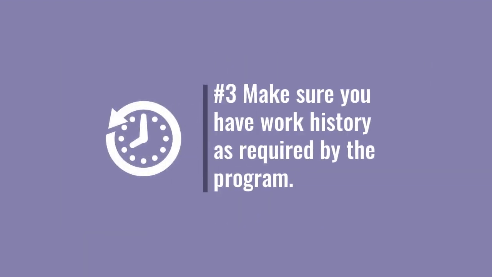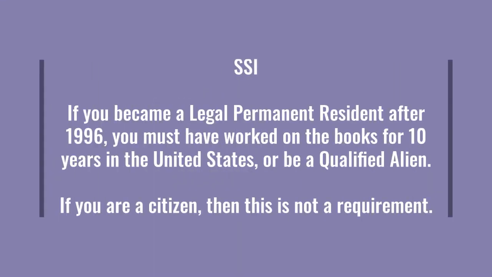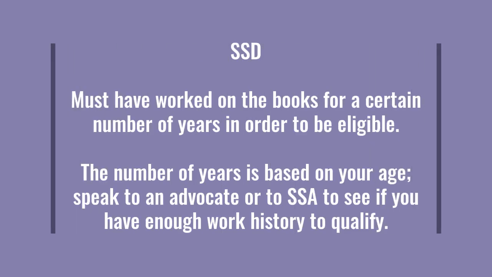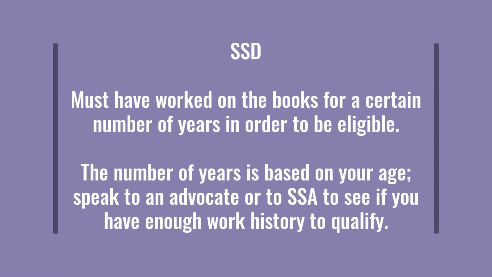Step 3. Make sure you have work history as required by the program. For SSI, if you became a legal permanent resident after 1996, you must have worked on the books for 10 years in the United States in order to qualify, or be a qualified alien. If you are a citizen, then this is not a requirement. For SSD, you have to have worked on the books for a certain number of years in order to be eligible. The number of years is based on your age. It's best to talk to an advocate or to Social Security to see if you have enough work history to qualify.